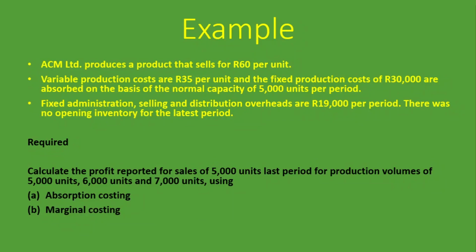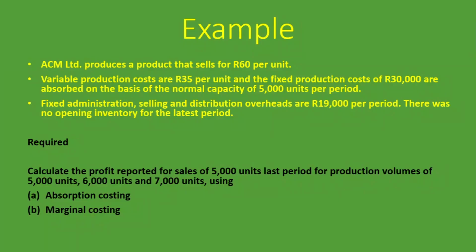There was no opening inventory for the latest period. What are we required to do? We are required to calculate the profit reported for sales of 5,000 units last period, for production volumes of 5,000 units, 6,000 units, and 7,000 units, using both the absorption costing and the marginal costing.